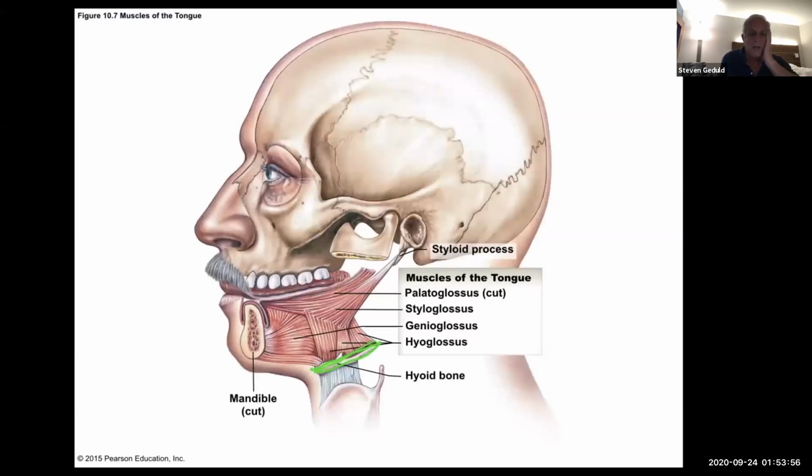Okay. So the hyoglossus connects the hyoid bone to the tongue. Genioglossus, from the genial tubercle of the mandible, connects up to the tongue. Styloglossus, styloid process. And the palatoglossus connects up here, up into the hard palate. Okay. Those are all muscles that control movements of the tongue.